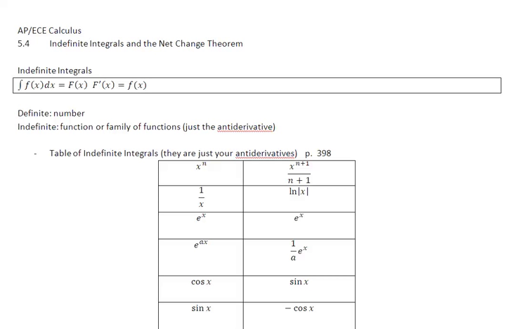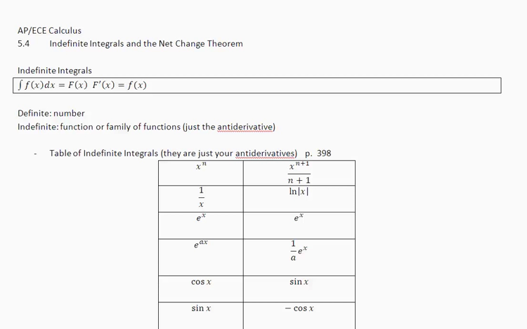That's indefinite. Indefinite means I do not have any limits. I don't have from a to b. Well, we already know how you find the definite integral: you just take the antiderivative. So an indefinite integral is just the antiderivative. That's all we're doing here.